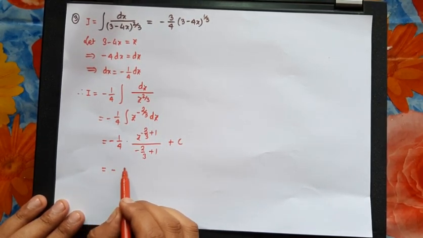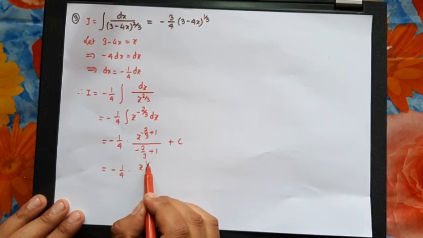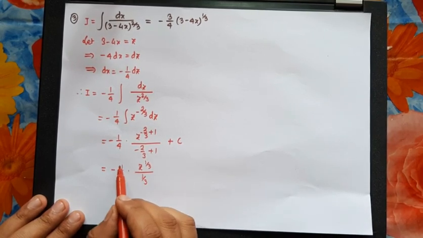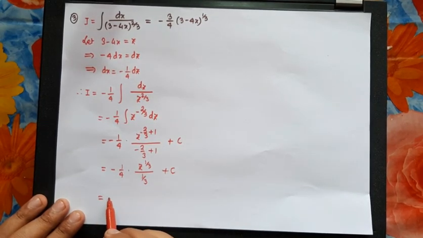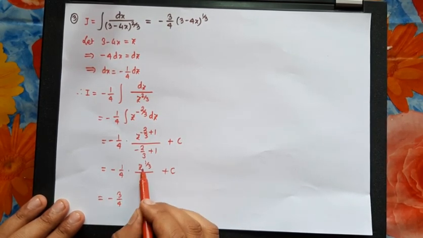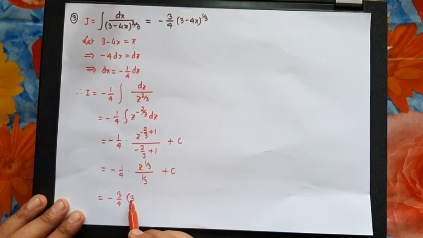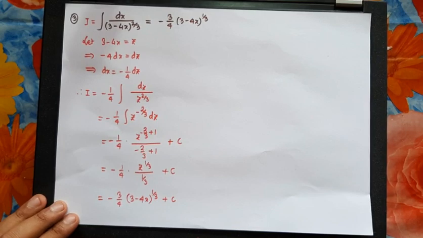Now let's simplify. So minus 1 by 4 into this is z to the power how much? 1 by 3. Similarly we have 1 by 3 here, so this 3 goes here. So we have minus 3 by 4 z to the power 1 by 3. So what is z? Z is 3 minus 4x. So 3 minus 4x to the power 1 by 3 with constant of integration. So we have verified our integral.